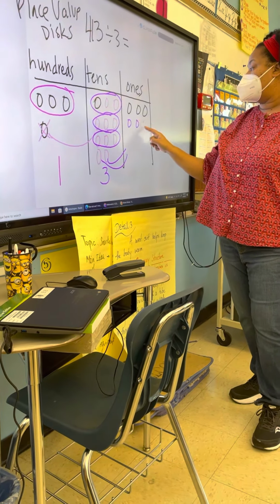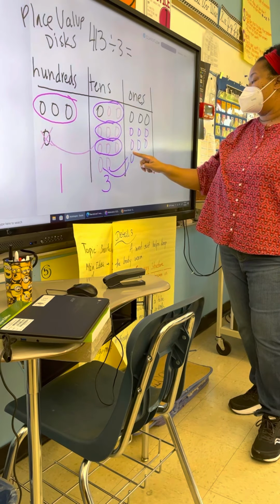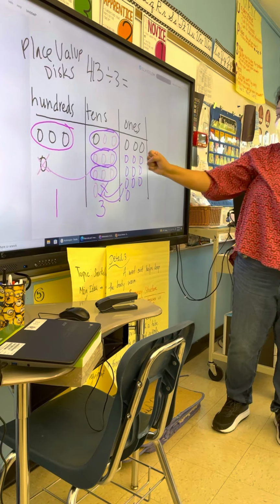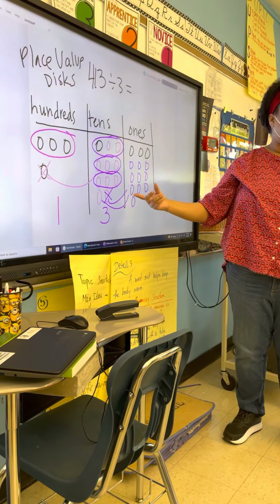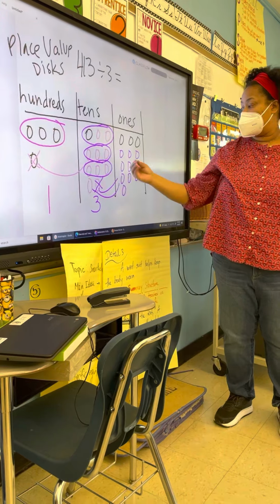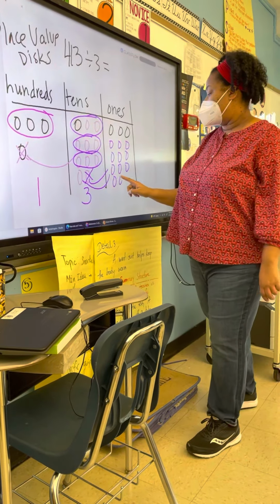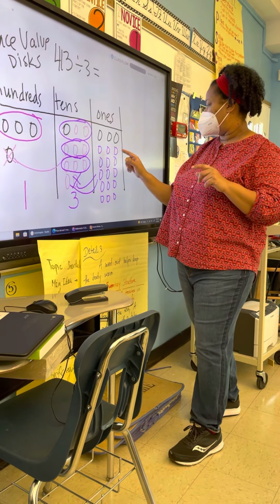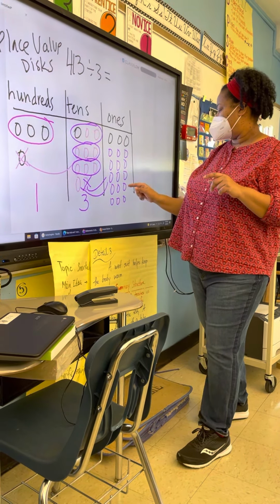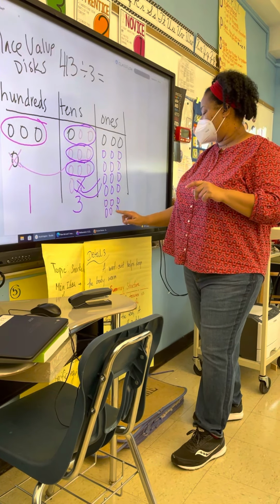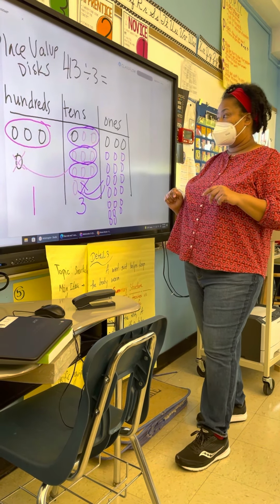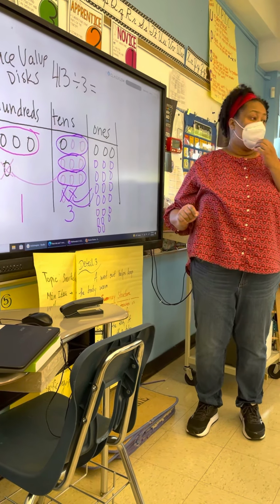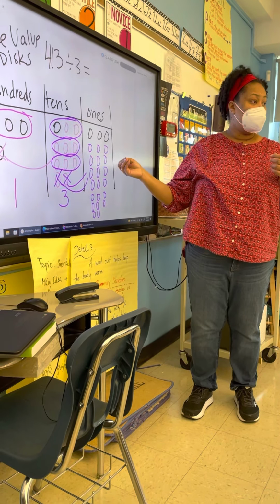Okay, so I'm going to take each 10 and make 10 ones. So 1, 2, 3, 4, 5, 6, 7, 8, 9, 10 ones. I traded 1 ten and I made 10 ones, but I have another 10. So I'm going to take that 10 and make that into ones. 1, 2, 3, 4, 5, 6, 7, 8, 9, 10. 10 more. So now I added 20. I'm going to cross that out of the tens. So I added 20 ones.